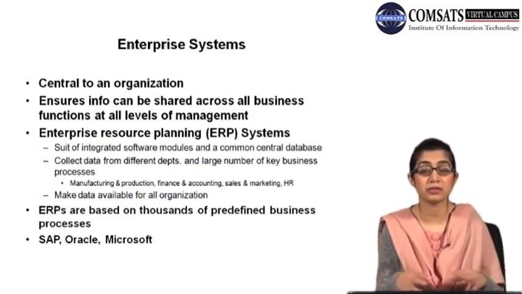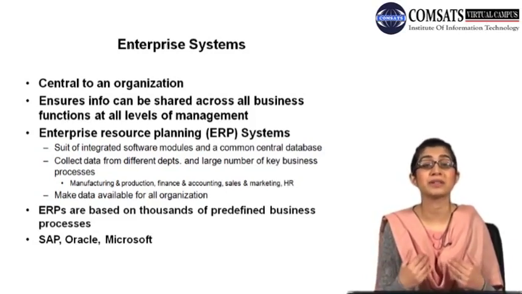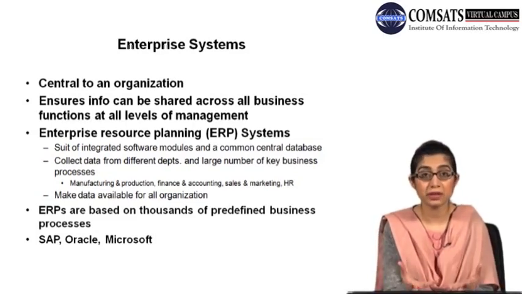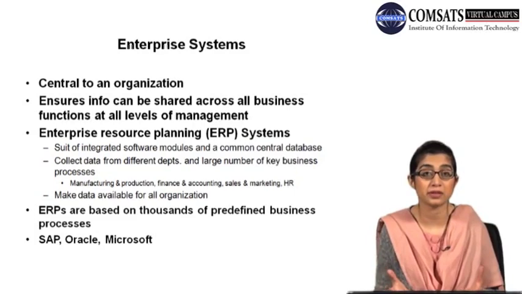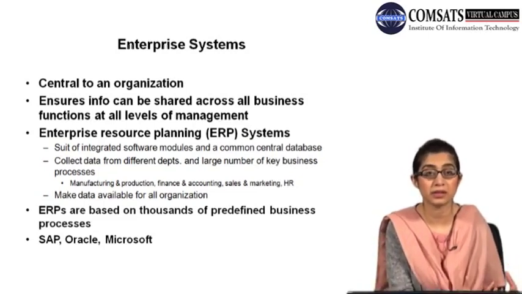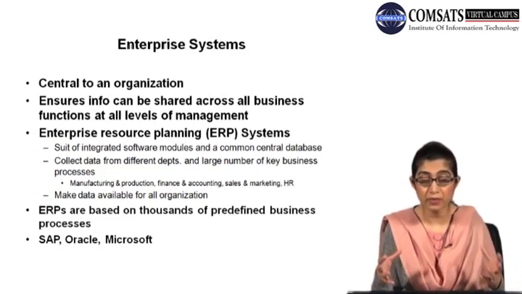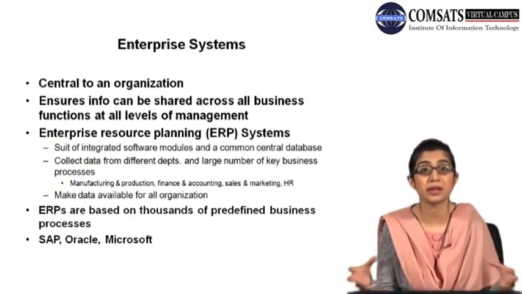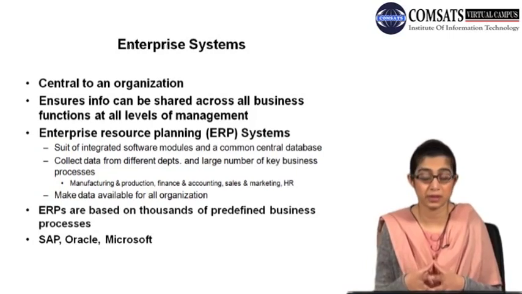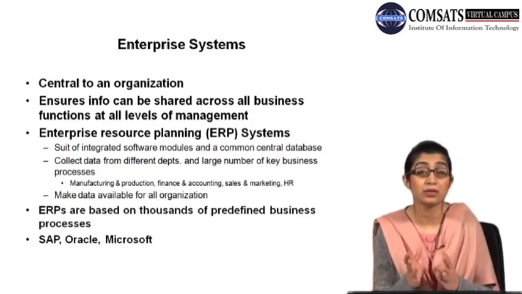Now since they share the information throughout the organization, they basically replace the different systems that were working in different functional areas. When they replace those little systems working in different business functions, they are reducing inconsistent data. If one part of the data lies in one department and another part lies in another department, it's difficult to integrate the different information from that data. That's why enterprise systems integrate all that information into one system using one central database. Because of that, the inconsistency of the data is reduced.